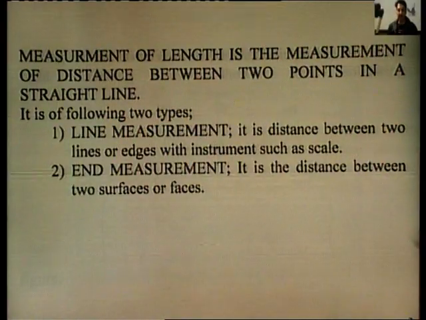And the second type of measurement is end measurement. It is the distance between two surfaces or faces. So, in the second type, the instrument is touching the component from two sides, from two ends, and that is why it is called end measurement.